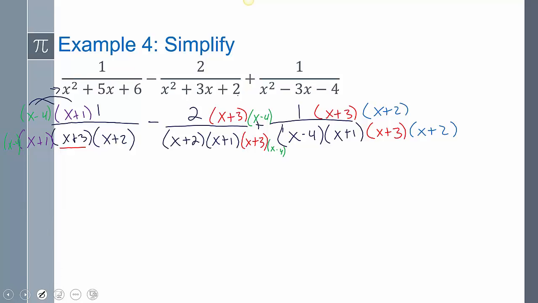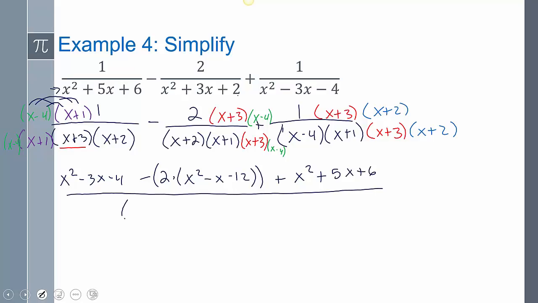Okay, so foiling this top here. So that's going to give me x squared minus 3x minus 4, and that's times 1. Now minus parentheses 2 times. Now I'm going to do the same thing here. So foiling that, you're going to get x squared minus x minus 12, and then plus, and then 1 again. So foiling that through, you're going to get x squared plus 5x plus 6. That's all over all of these factors. And it doesn't matter which order that you write them. I just looked at the middle one first, and I just chose the order that I wrote them there.